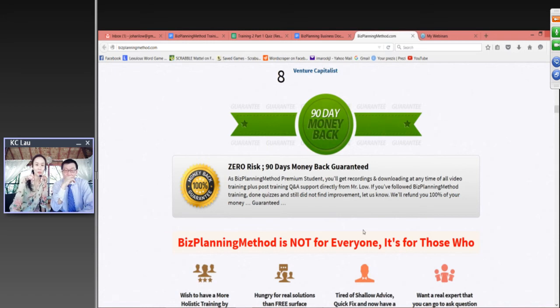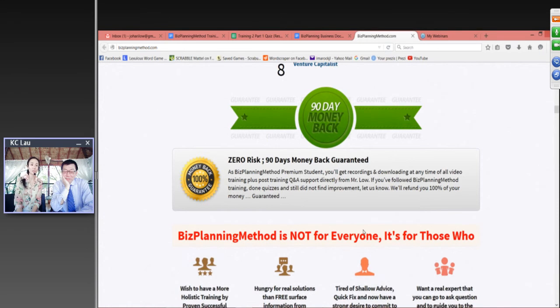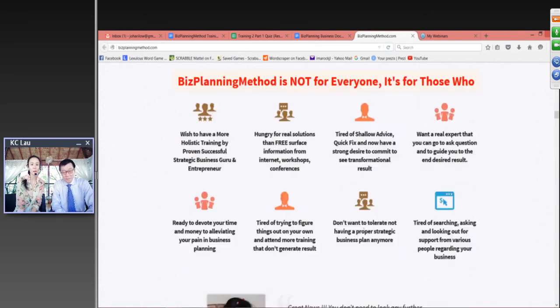And biz planning method is not for everyone. Because biz planning method is for those who wish to have a more comprehensive, holistic training by a proven, successful, strategic business guru and entrepreneur. And Mr. Loh has first-hand real-life experience in the business and corporate world. And those who are hungry for real solutions, rather than, you can type strategic business planning, how to be successful in business, right? Business 101, all this free surface information, you can read non-stop, but you still can't get the real solution. So this course is for those who are hungry for real solutions.